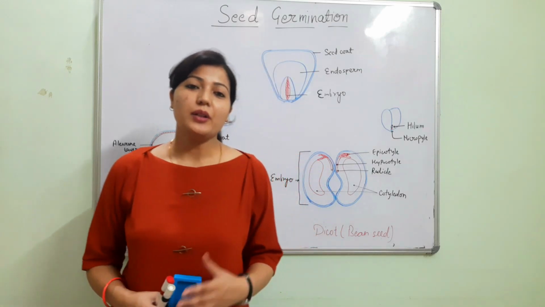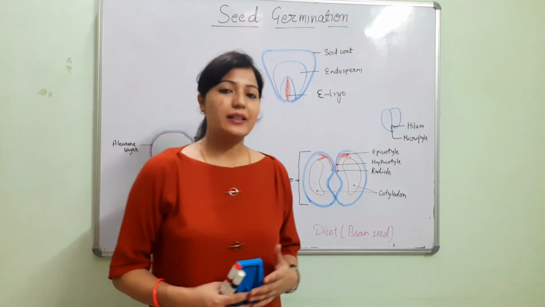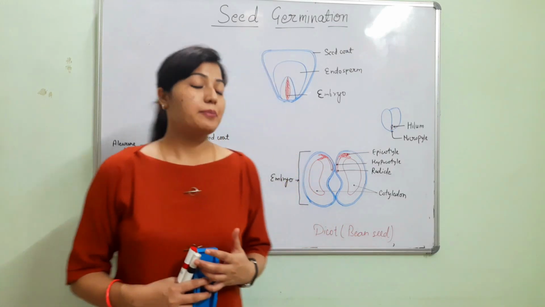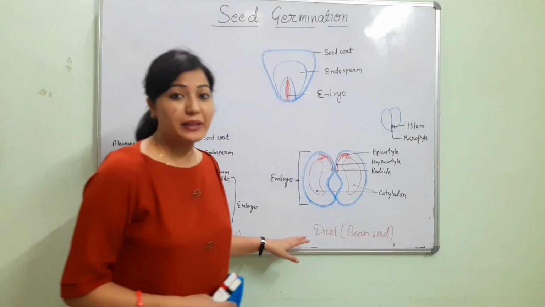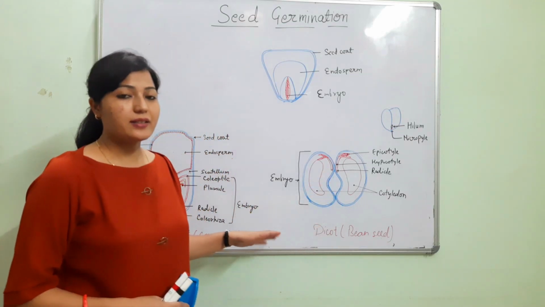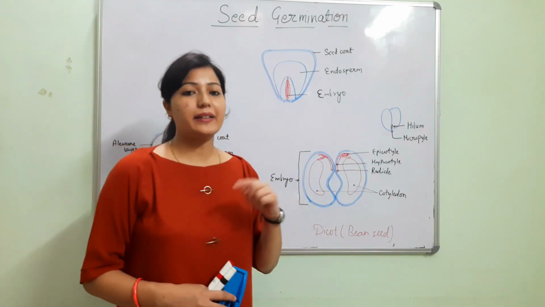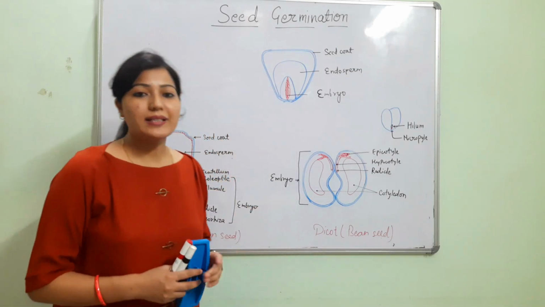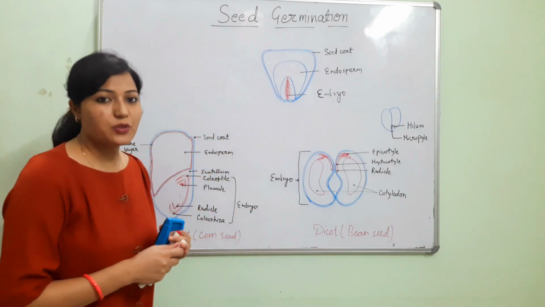As most of you have studied about the seed, its importance and anatomy in your junior classes, but before starting, I will briefly revise these things for your better understanding of the entire process of seed germination. Okay, so firstly, what is a seed? A seed is a fertilized ovule.